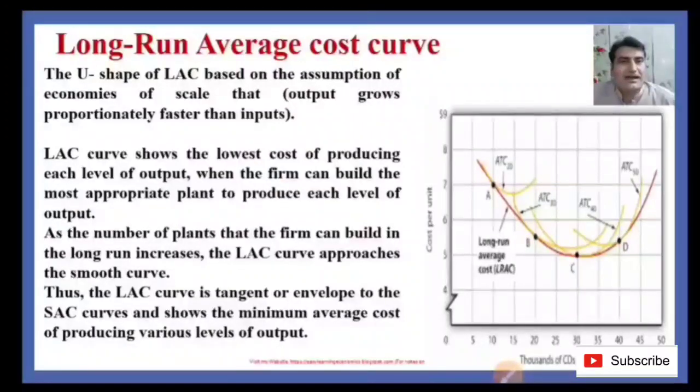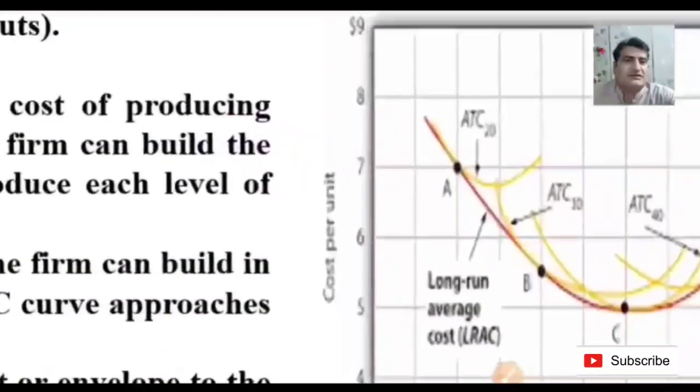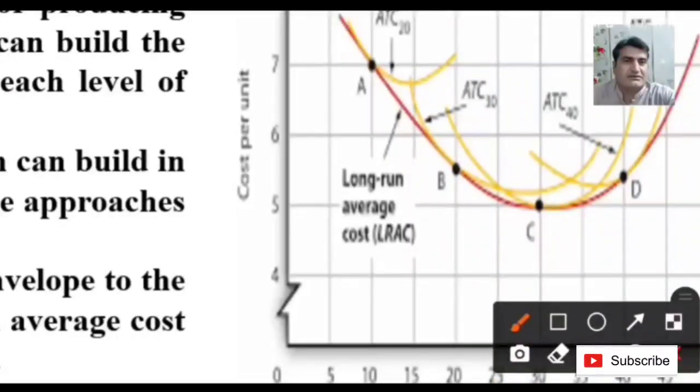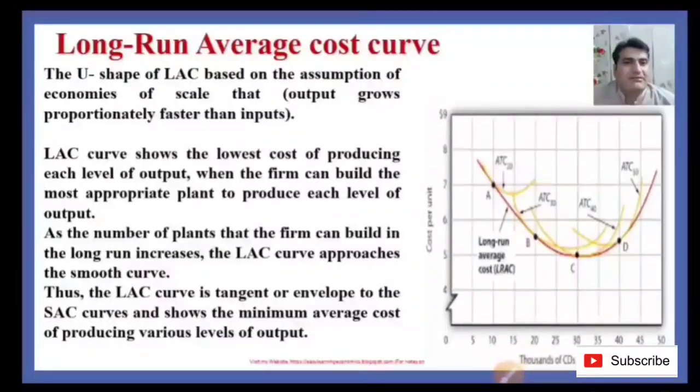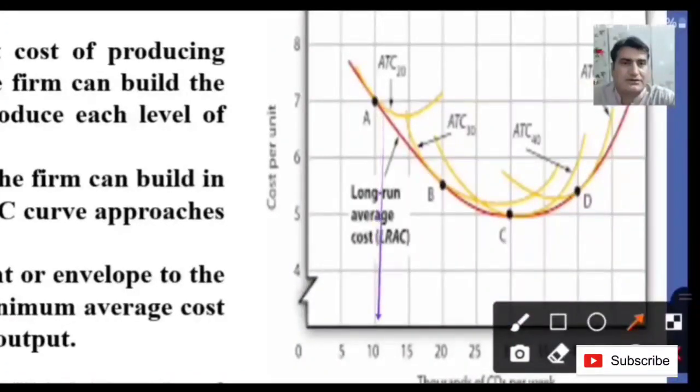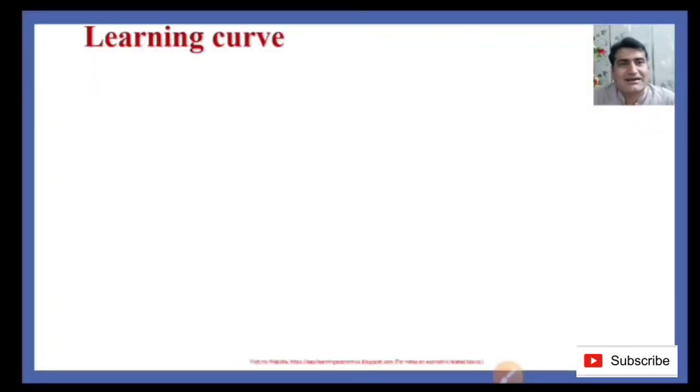Thus, the long run average cost curve is tangent to, or envelops, the short run average cost curves. Here you can see the long run average cost curve envelops the short run average cost curves and shows the minimum average cost of producing various levels of output. If the firm plans to produce, let's suppose, 1,000 units, the minimum cost will be like this. And if the firm plans to produce 20,000 units on this short run average cost curve, the minimum cost will be between this.